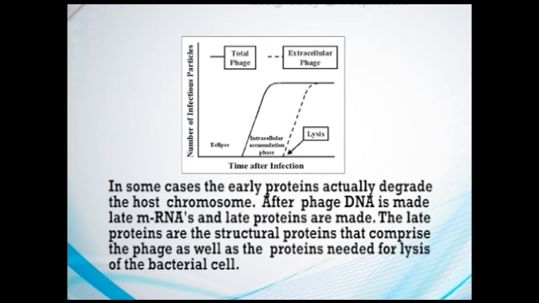After the phage DNA is made, late mRNAs and proteins are also made. The late proteins are the structural proteins that comprise the phage as well as the proteins that are needed for the lysis of the bacterial cell.